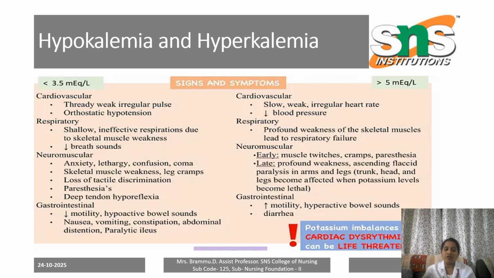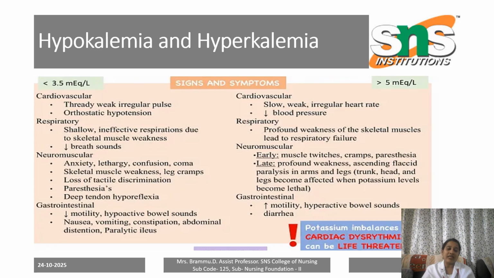Whereas for the neuromuscular problem in hyperkalemia, you can divide the symptoms into early and late. In the early symptoms, patients have the same symptoms as hypokalemia, that is muscle twitching, cramps and paresthesia, whereas in the late symptoms the patient ends up with flaccid paralysis, that is total loss of function of the arm, motor or sensory, in both upper and lower extremities, when the potassium levels are very much elevated.